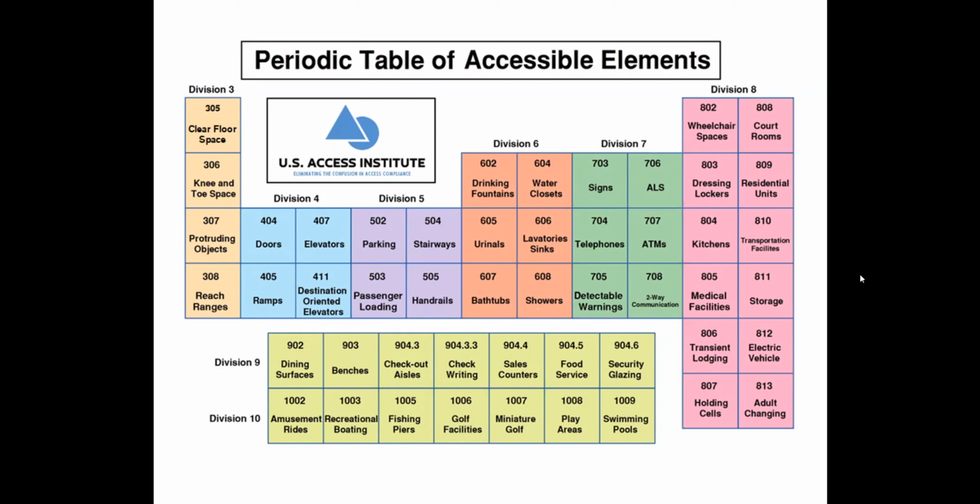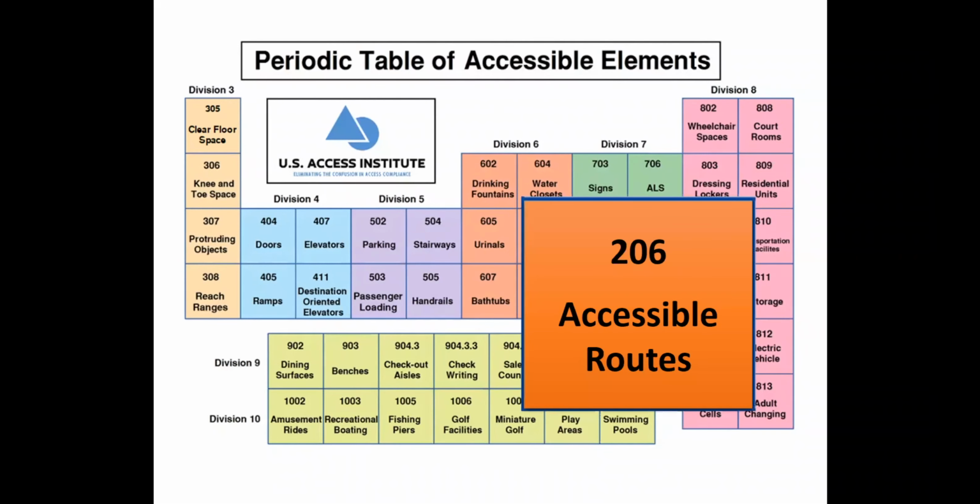Here we go. First, we start with the periodic table of accessible elements. It's not a real table in the access standard sense of things, but hey, we want to make access fun. Next, we'll drill down to section 206, and that covers accessible routes. Then we go to section 206.2.1, and that covers site arrival points, the focus of this video.